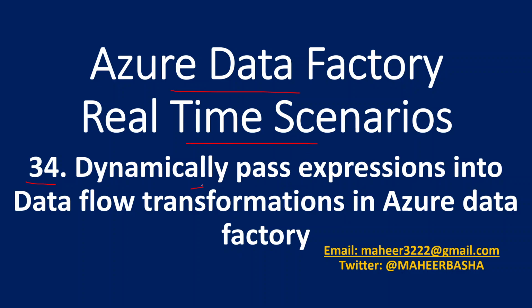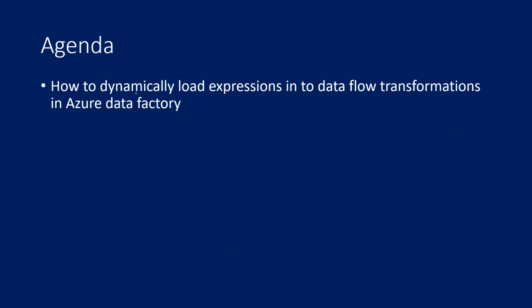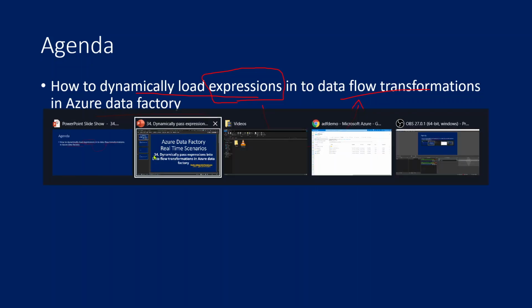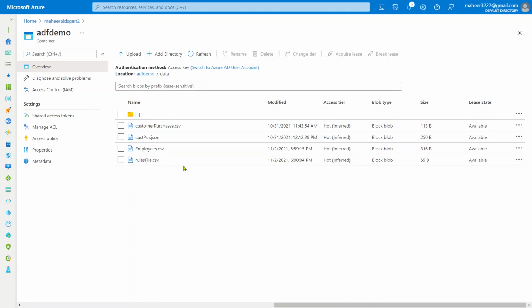In this video, we are going to discuss how to dynamically pass expressions into data flow transformations in Azure Data Factory. That means my expression will be available in some file or table, and I should take that expression from there and dynamically pass it into data flow transformations in Azure Data Factory. Let's explain the requirement first so that you will get a clear idea.